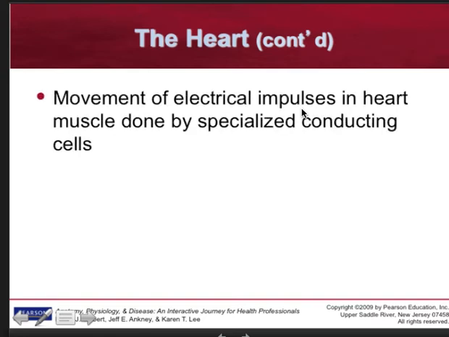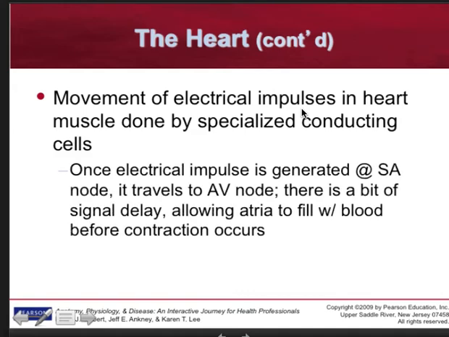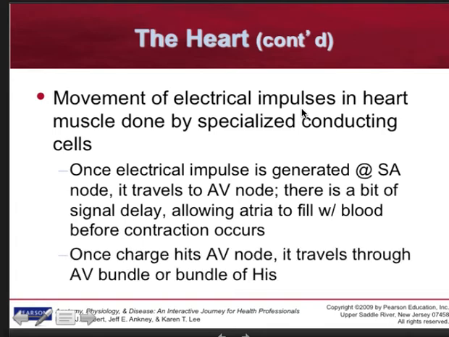The movement of electrical impulses in the heart muscle is done by specialized conducting cells. Once the impulse is generated at the SA node, it travels to the AV, and then there's a small delay, and this lets the atria fill with blood, and this is prior to contraction. Once the charge hits the AV node, it travels through the AV bundle or bundle of His. And so we send the signal, and then we squeeze after the signal is passed by. So it's depolarization, squeeze, and then wait for the next signal when and wherever that happens.